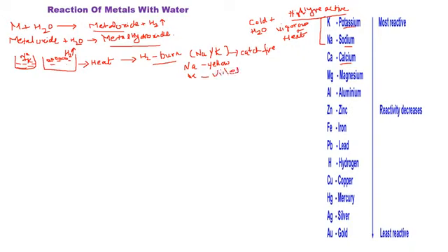So that is the reason we don't keep sodium and potassium in the open. They should be stored in kerosene, right? Because this hydrogen gas is a very flammable gas, and the heat which is evolved will definitely make hydrogen catch fire, and when the hydrogen catches fire, the potassium and sodium which is floating on water will also catch fire. So this is a highly exothermic reaction.